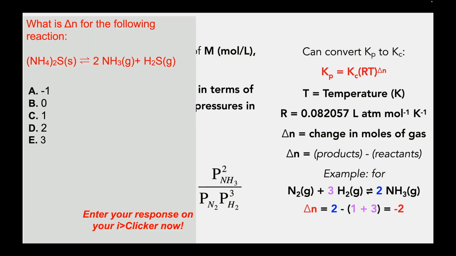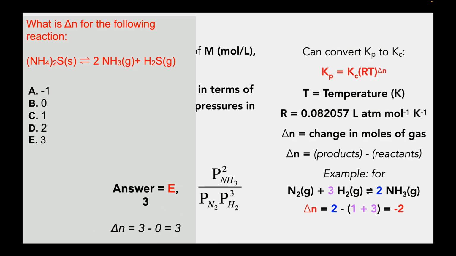So the question here is, what's the delta N value for this reaction? And we have here ammonium sulfide breaking down into ammonia and H2S. So delta N is the moles of gas as products minus the moles of gas that are reactants. And you can see here we have 2 NH3 and 1 H2S, so that's 3 moles of gas. But on the reactant side, we don't have any gas, so that would be 0. So for delta N here, it would be 3 minus 0, 3 moles of product gas minus 0 moles of reactant gas. Delta N is going to be 3.